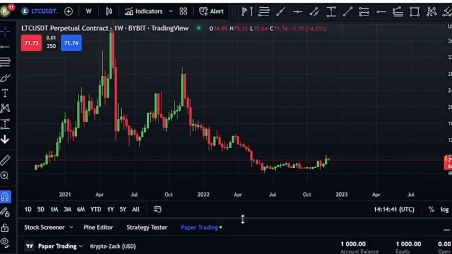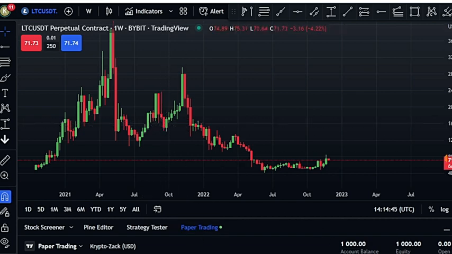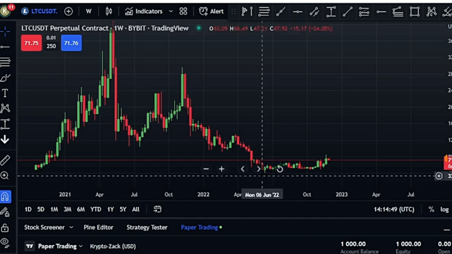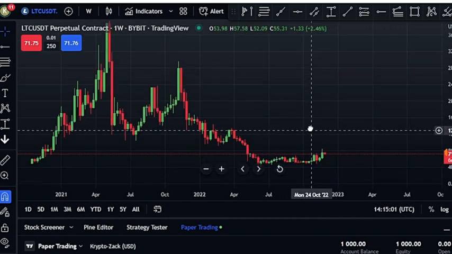So for this video, we're using paper trading on TradingView, and the balance is $1,000, and we're gonna try making $300 off that. So remember, if you see a strategy you wanna try, you can use paper trading on TradingView. You can try a strategy before you try with your money.